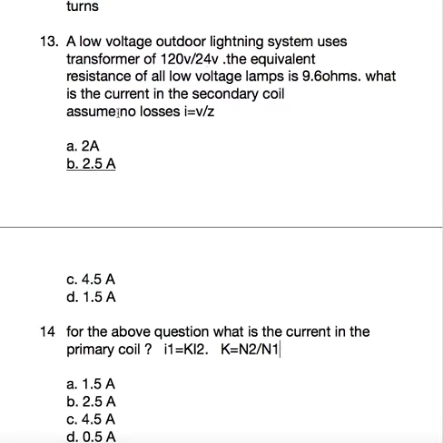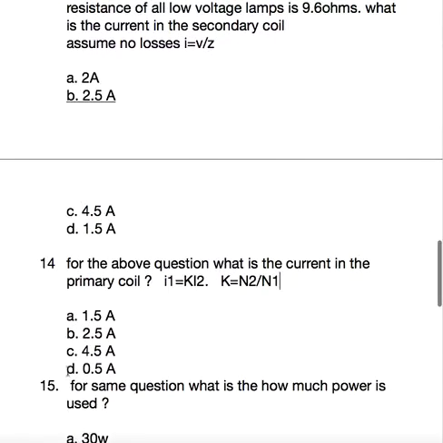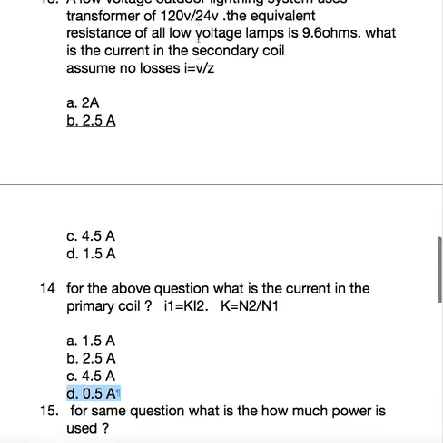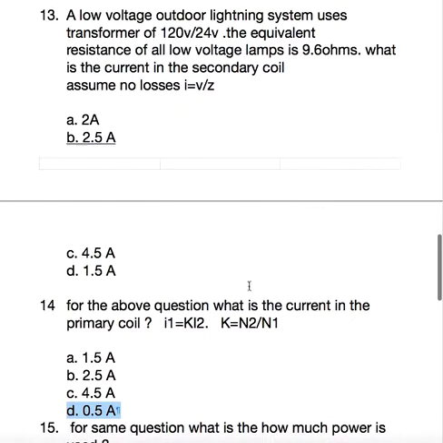So the answer will be 0.5. How? I1 is equal to K times I2, where K is equal to V2 by V1 or N2 by N1. Here they mentioned voltage, so V2 by V1, which is 24 divided by 120, which will give us the 0.2 value. Then we multiply by the previous answer, 2.5. 0.2 into 2.5 will give you 0.5 as the answer.